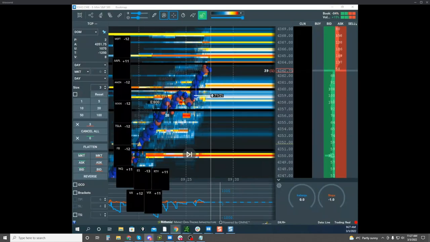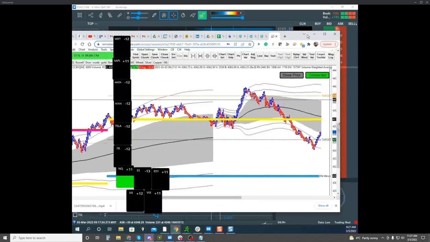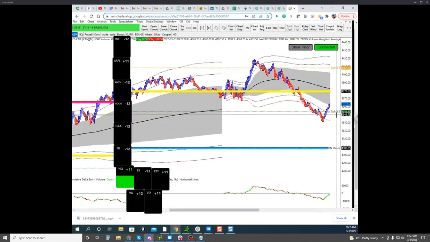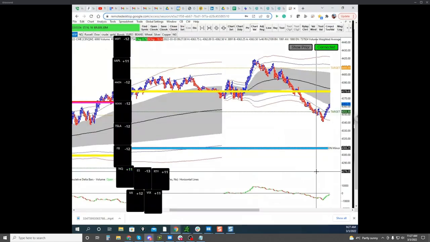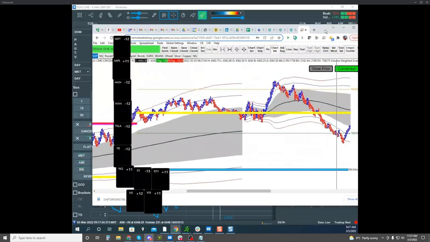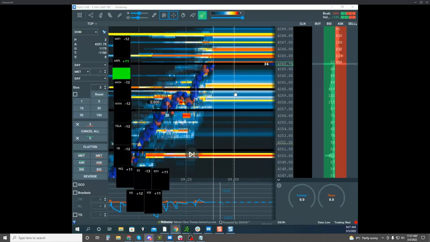Why not put the stop at the blue line? What blue line are you referring to? 43.45. I don't see a blue line at 43.45. What are you referring to? What do you mean by correlations?